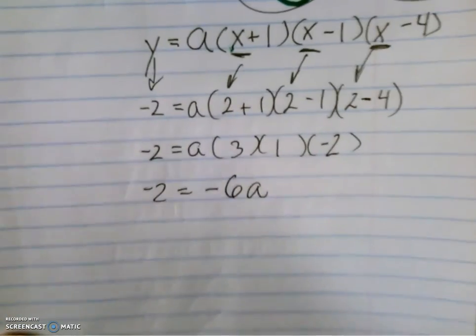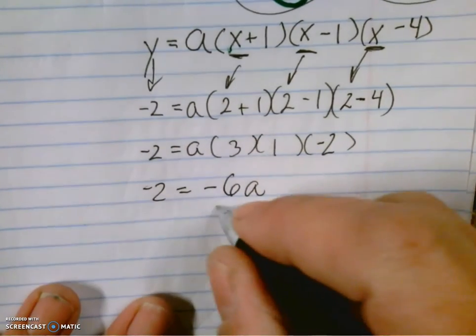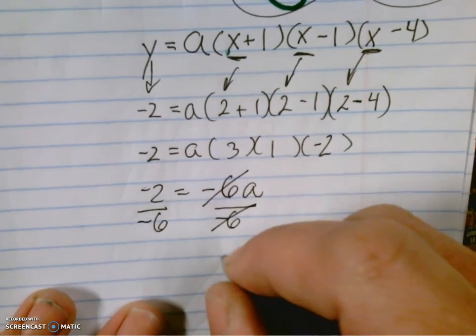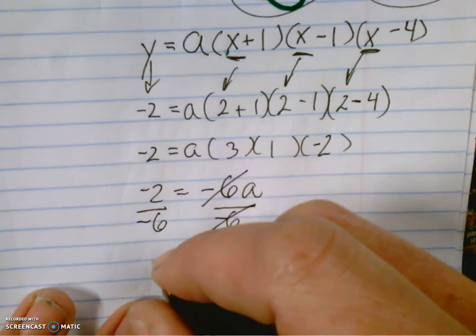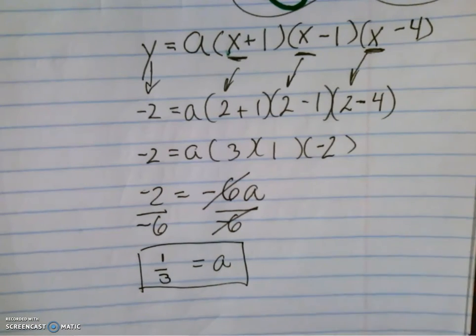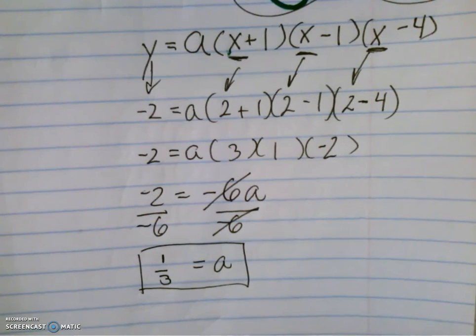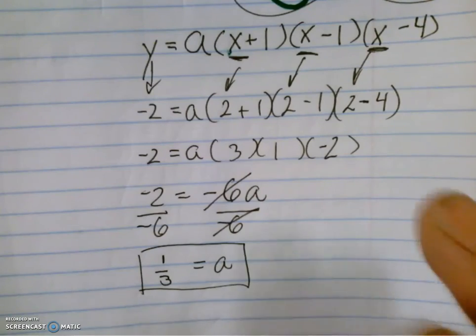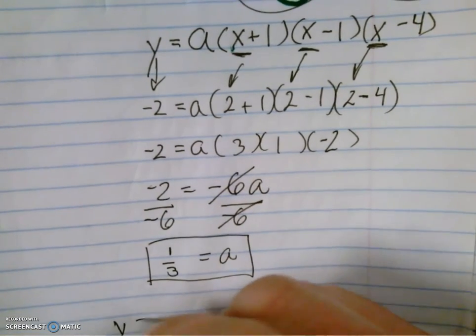Move this down. And again, we're trying to solve for a here. So divide, don't add 6. Divide by negative 6. And a equals negative 2 over 6, or that's the same as positive 1/3.